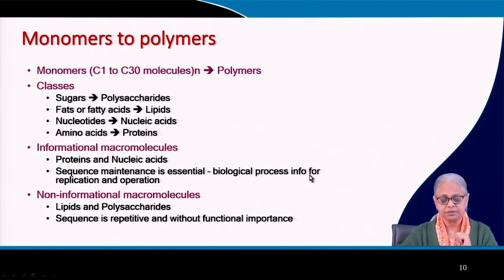All biological process information of replication, operation, and so on is based on these sequences. Then we come to non-informational macromolecules, so lipids and polysaccharides. Just as we know from our own diet, sugar and fat don't provide any information. What are they doing? They're providing mass and energy. Same thing for the microorganisms. Sugar and fat is useful only for providing organic carbon and energy for the organism to survive.